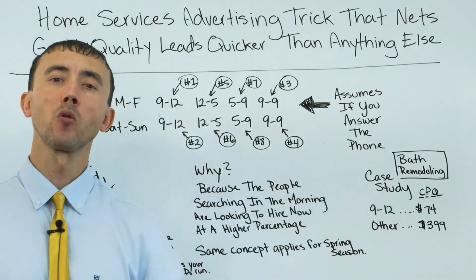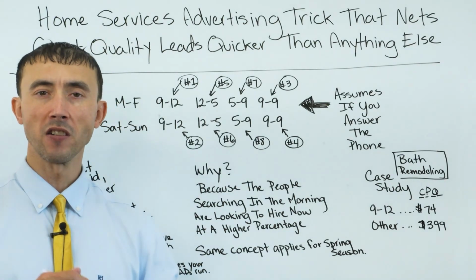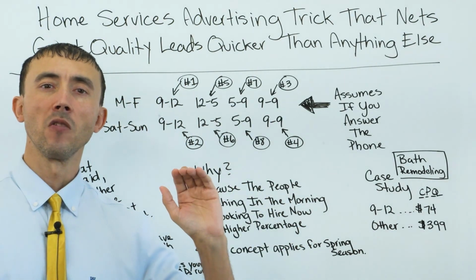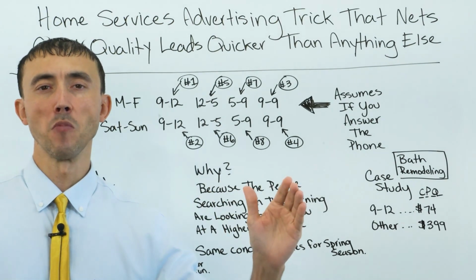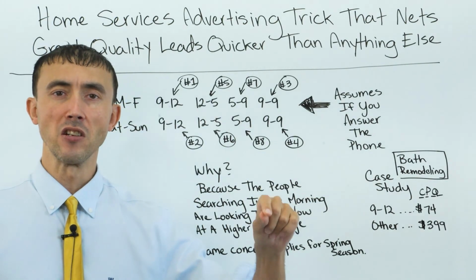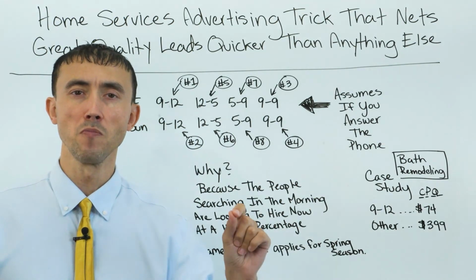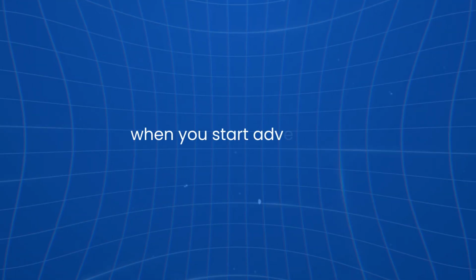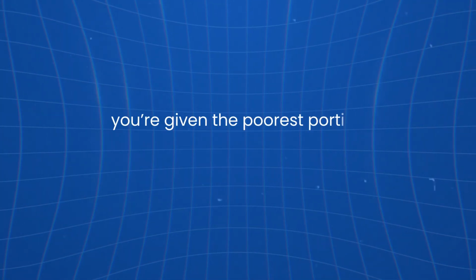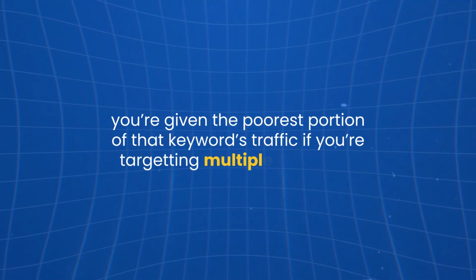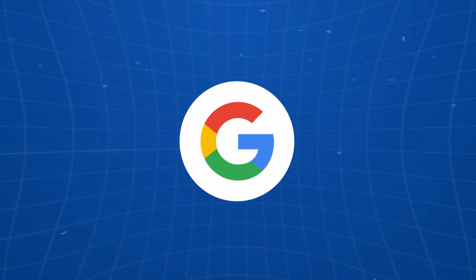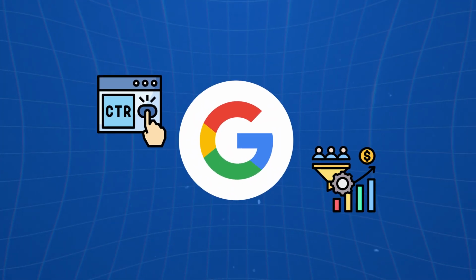Why? Because you're going to build up your quality scores with that term much, much quicker, dumping all your money into that 1 term that you have. And you need high quality scores to get the quality of traffic that's most profitable in your space. Because Google plays a game of divvying out the traffic to the advertiser that is helping them and their users more than the other advertisers. So when you start advertising, they got to test you out. At the beginning, before you're tested, you're given the poorest portion of that keyword's traffic if you're targeting multiple keywords. You only get the best portion of that keyword's traffic when you show to Google that you have better click-through rates, better conversion rates than your competition.